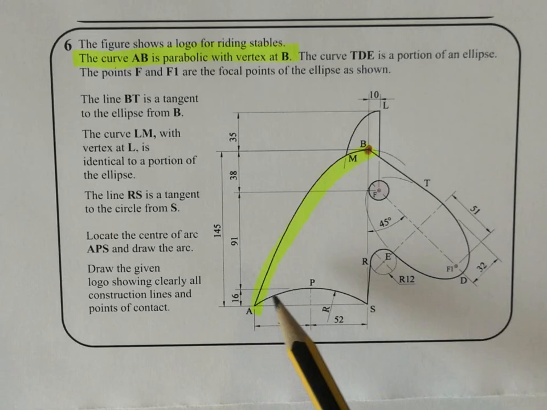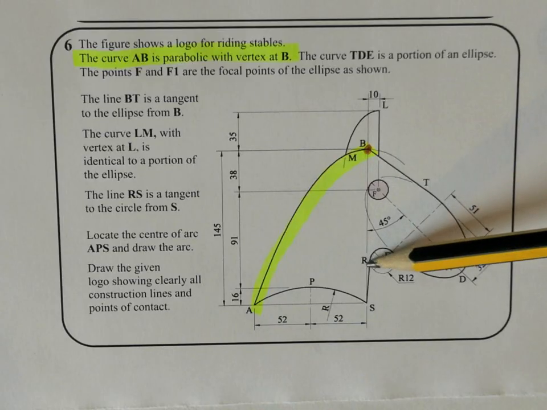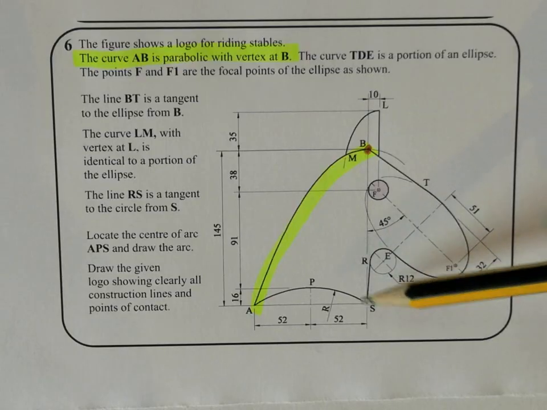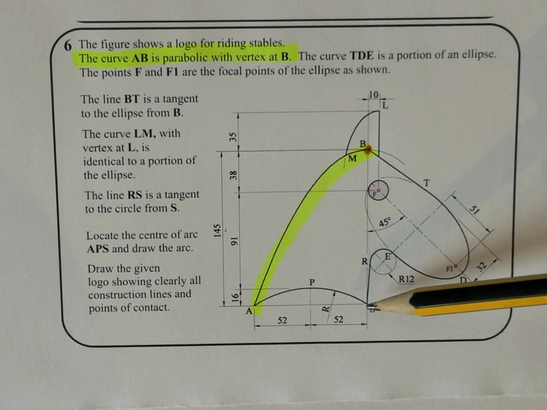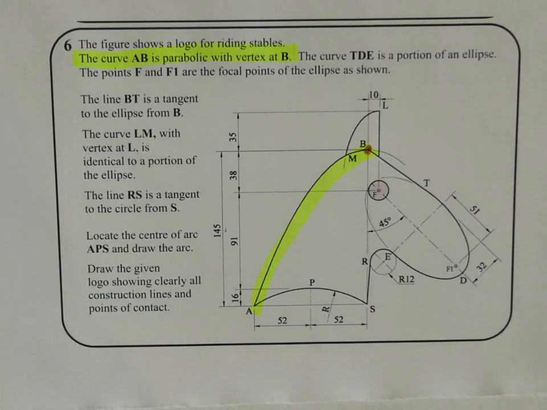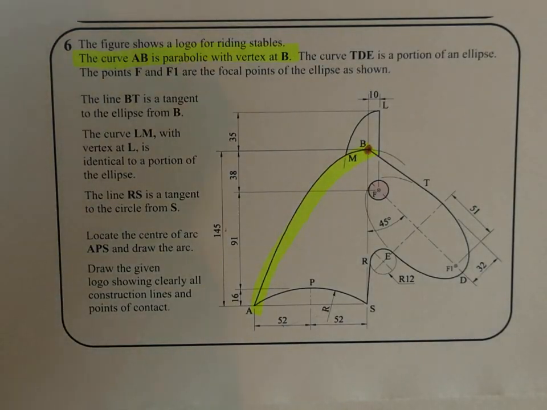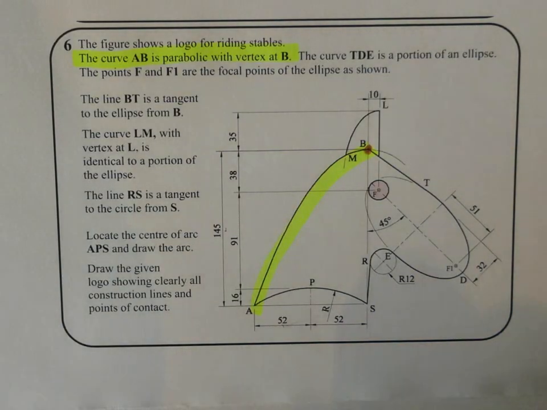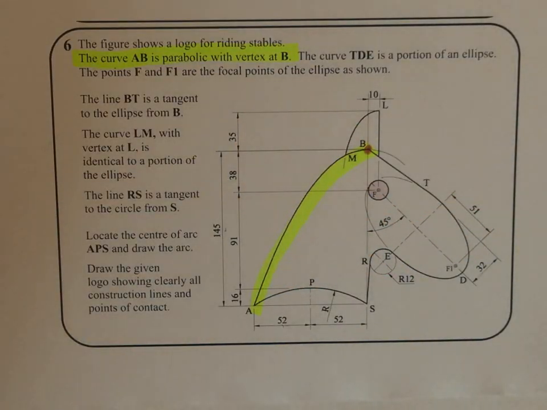So I can see that the parabola with a vertex at B has an axis, which is this line here, all the way down to S. So I know the height of the rectangle I need to draw, 145 millimeters. The central axis goes from S to A, and that gives me a distance for the bottom of the rectangle, which is 52 plus 52. So the first thing I need to do here is draw the actual rectangle that's going to contain the parabola. And it's going to be 104 wide, 145 millimeters high.